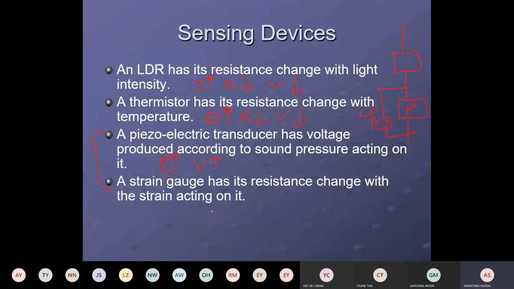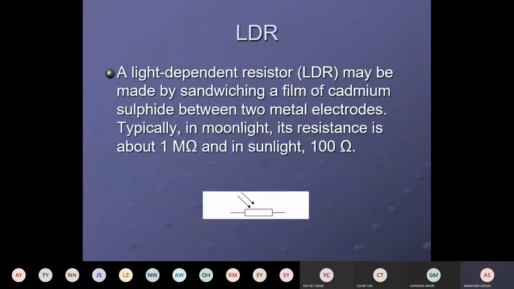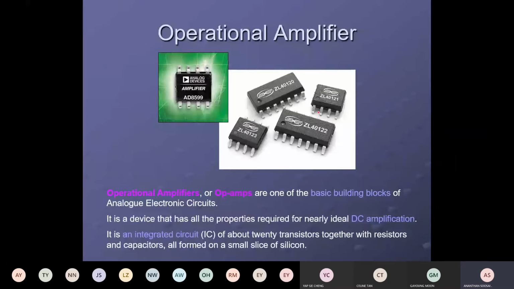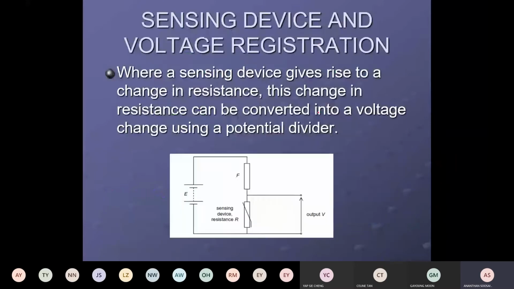Strain gauge: when strain rises, of course the resistance rises because the wire gets thinner. Therefore, the voltage across the strain gauge will rise. So all sensors will be placed in a potential divider arrangement, and the input will be sent to where? The op-amp. So this is what we learned that day. It's going to be used as a potential divider to send the signal to the op-amp.